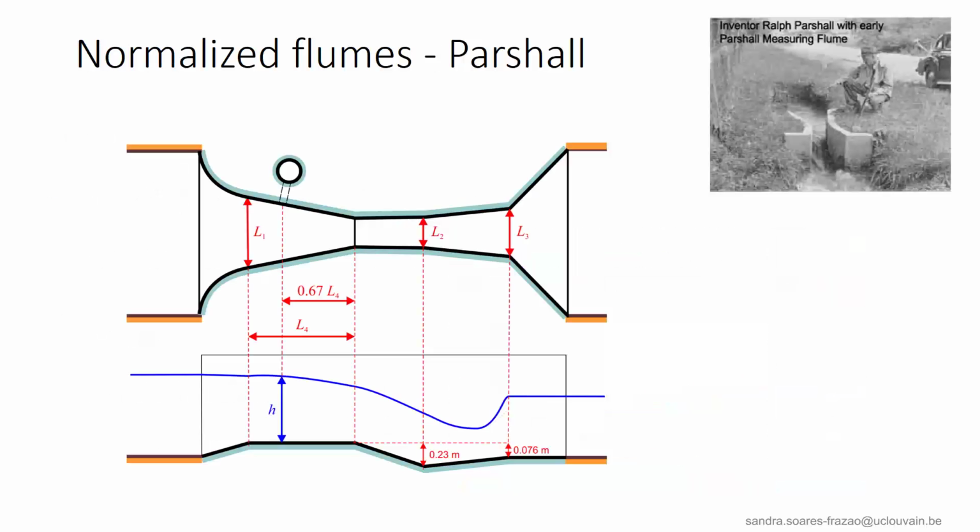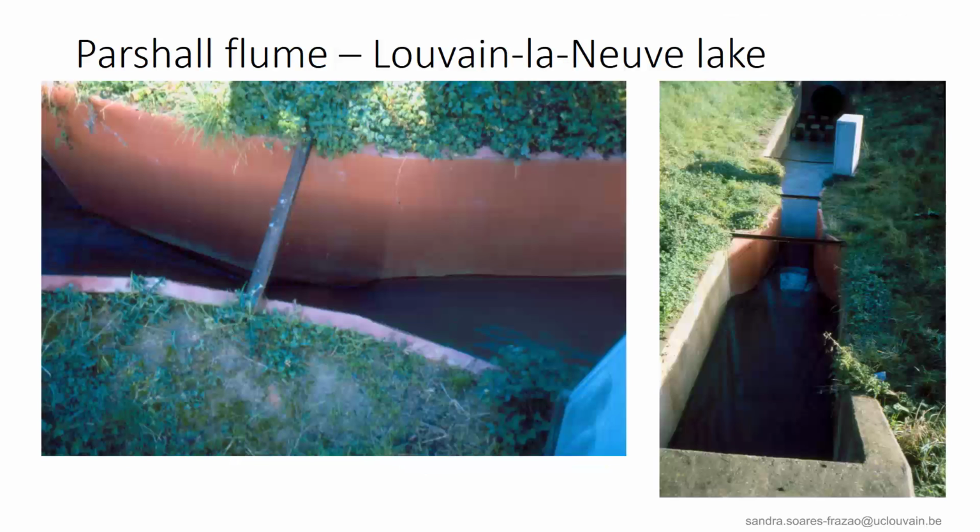In practice, the geometry of the flume is normalized. One of the most popular normalized geometries is the Parshall flume, in which the bed profile is adapted, as we see here, to force the position of the hydraulic jump in the narrow section. The water depth measurement is taken here in the converging section. Such a Parshall flume is installed at the outlet of the lake of Louvain-la-Neuve to measure the discharge that flows out of the lake into the Malaise River.